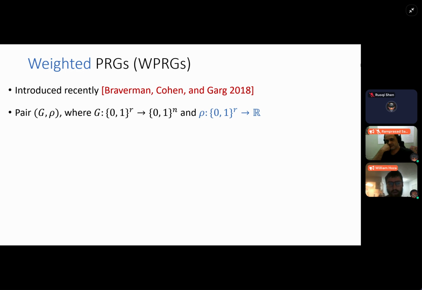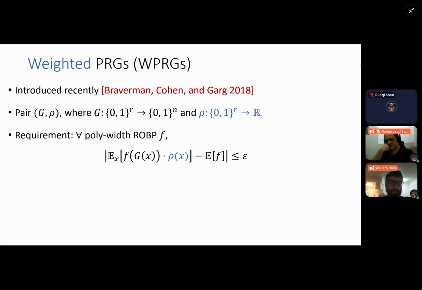So the definition is we have a pair now, G comma rho. So G is still a function that stretches r bits out to n bits. And now rho assigns a real weight to each seed. Okay, so it's a weight function. And the requirement is that for every polynomial width read-once branching program, F, the expectation of the program is essentially the same in two scenarios. The first scenario is still we plug in truly random bits. The second scenario now is we pick a random seed, stretch out the seed using G, feed that into the program, and then multiply by the weight of that seed.